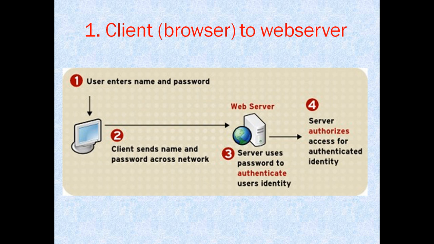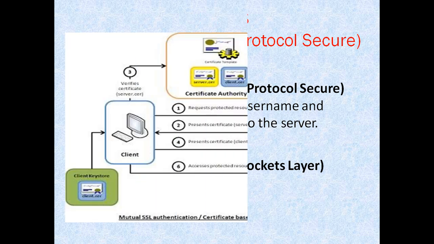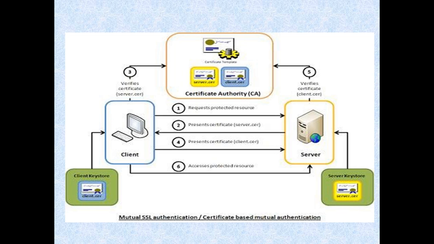For example, VeriSign Incorporation is a certification authority to provide authentication. If SSL is applied, HTTP will be renamed as HTTPS, that is Hypertext Transfer Protocol Secure, to encrypt the username and password, and then it will be sent to the server. So with the help of Secure Socket Layer, this can be accomplished. We saw that VeriSign Incorporation is a certification authority, an example.